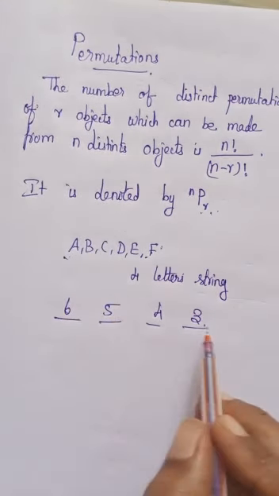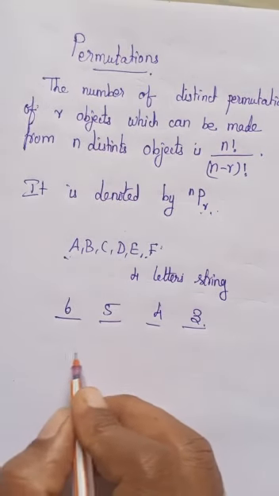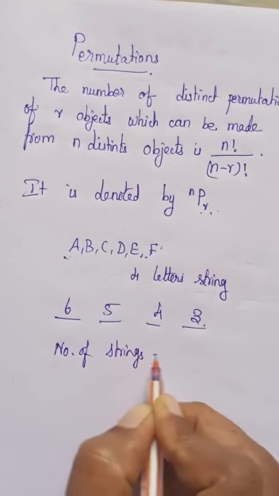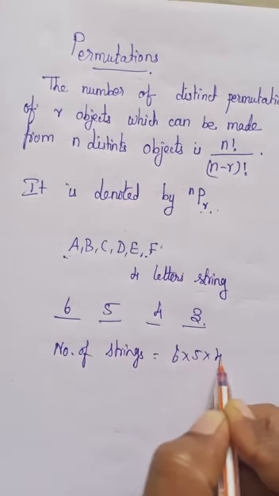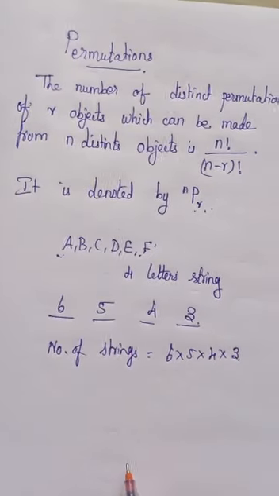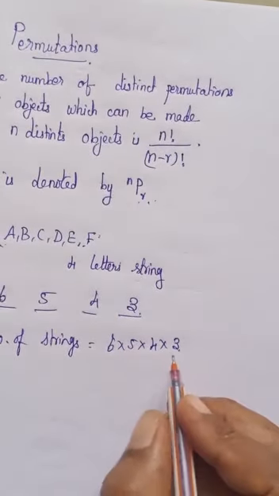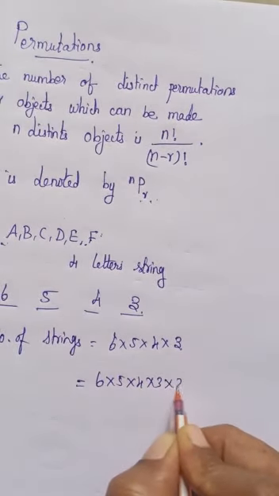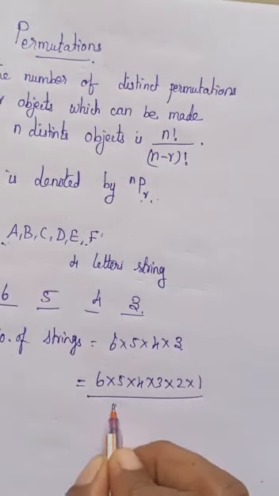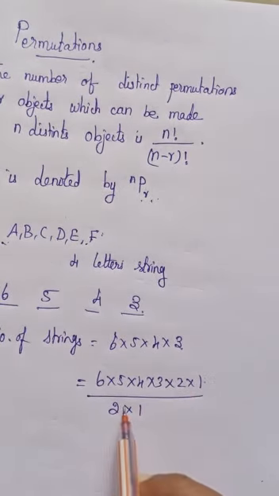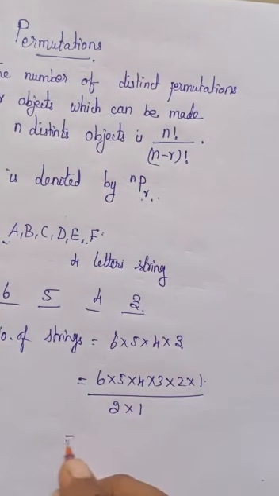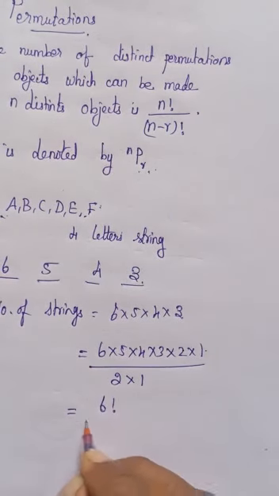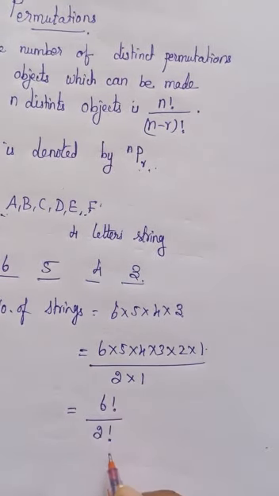6, 5, 4, 3. So the number of strings is equal to 6 into 5 into 4 into 3. Isn't it? This is what we used to do. Now I am going to complete it. This is equal to 6 into 5 into 4 into 3 into 2 into 1 divided by 2 into 1. Value did not change. Numerator and denominator I have multiplied by 2 into 1. What is the meaning of this? 6 into 5 into 4 into 3 into 2 into 1 is 6 factorial and the denominator is 2 factorial.